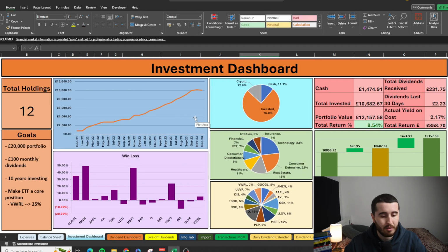and that tracks basically every single purchase that I've done and every single sale that I've done, but it tracks it on a monthly basis. So it consolidates the monthly position and then shows what the end month position was, and that's how it calculates that.